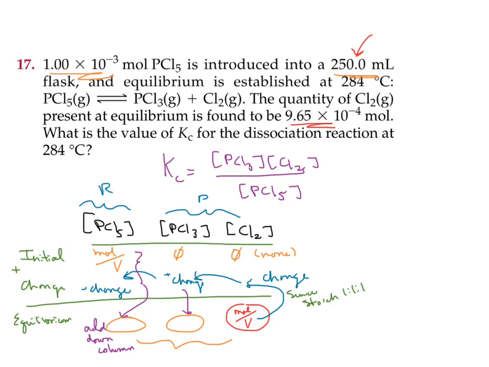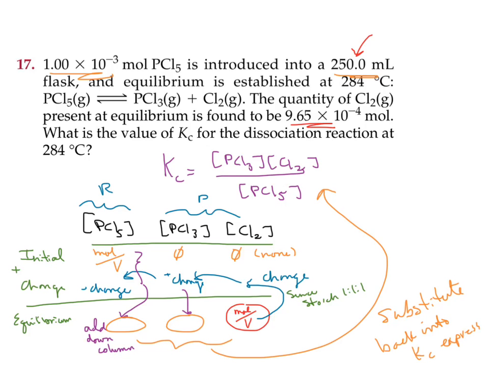Add down the column. And so you were supposed to knock out the value of Kc. Once you have these 3 equilibrium concentrations, you're ready to go ahead and plug them back up into that. See what I mean by just the one picture? It'd be kind of confusing.